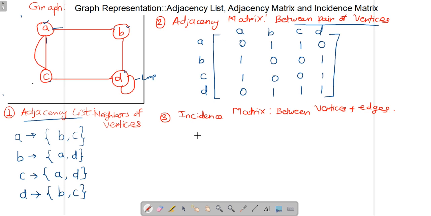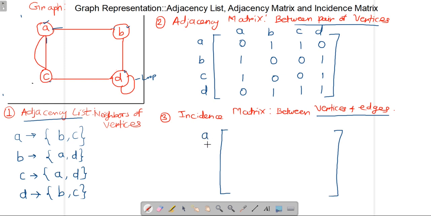Then comes incidence matrix. In incidence matrix, we check whether a vertex is incident to an edge, which means there is a relationship between vertex and edge. So in the matrix, we represent whether a vertex is incident with that edge. So we will draw the matrix.